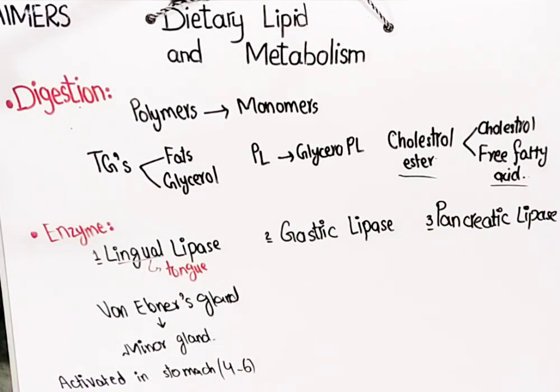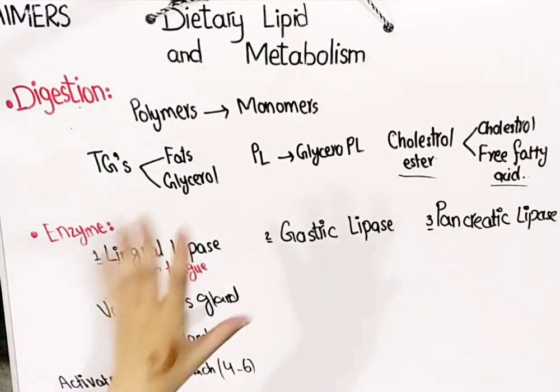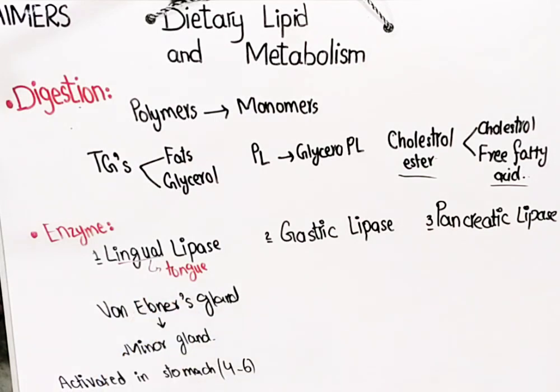So this lingual lipase, secreted into the oral cavity, goes straight into your stomach, gets activated there, and performs its action in the stomach. So always remember that the digestion of lipids begins in the stomach. Never say that the digestion of lipids begins in the oral cavity, because this lingual lipase is not activated in the oral cavity. It is secreted from the oral cavity and then gets activated in the stomach. So you will always say that digestion of lipids begins in the stomach.